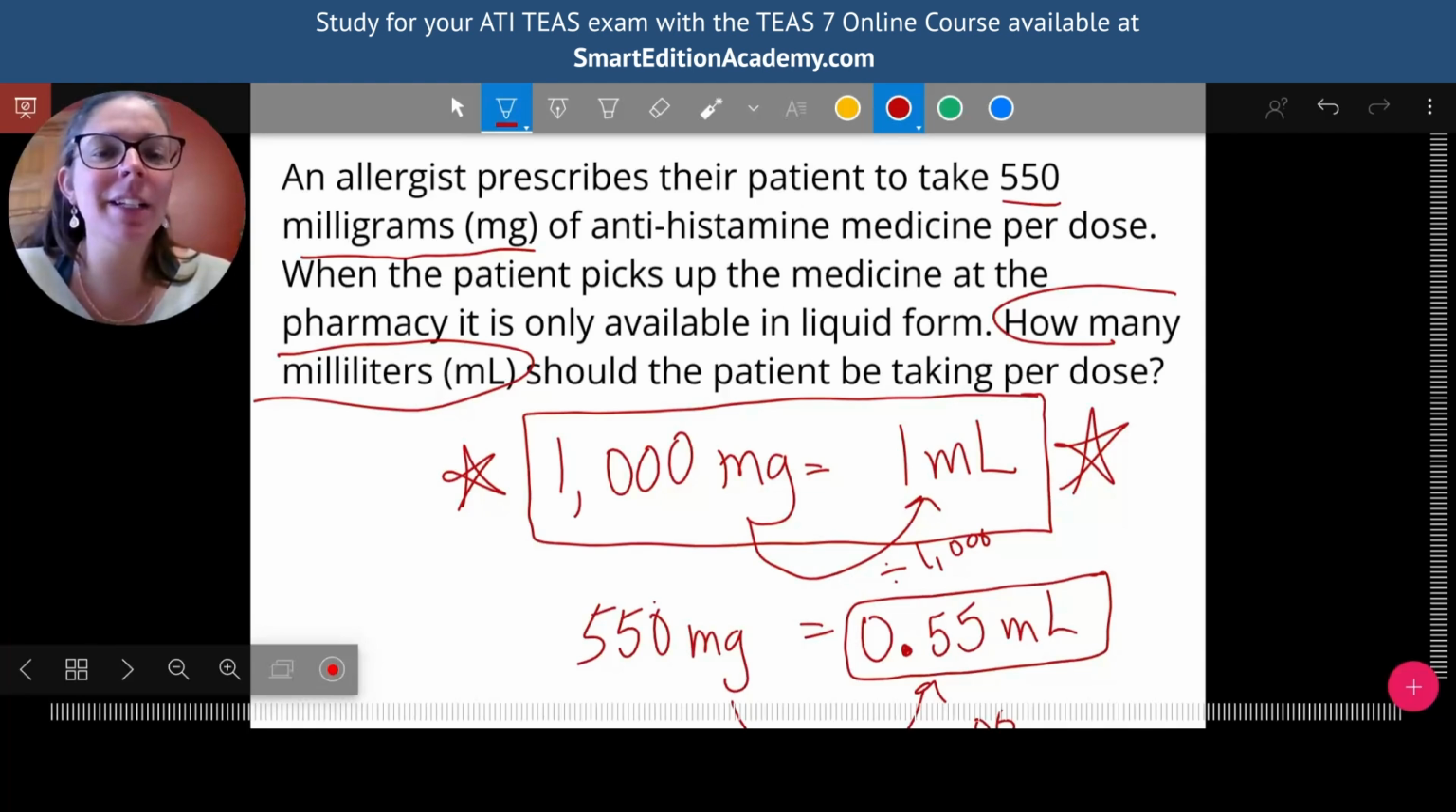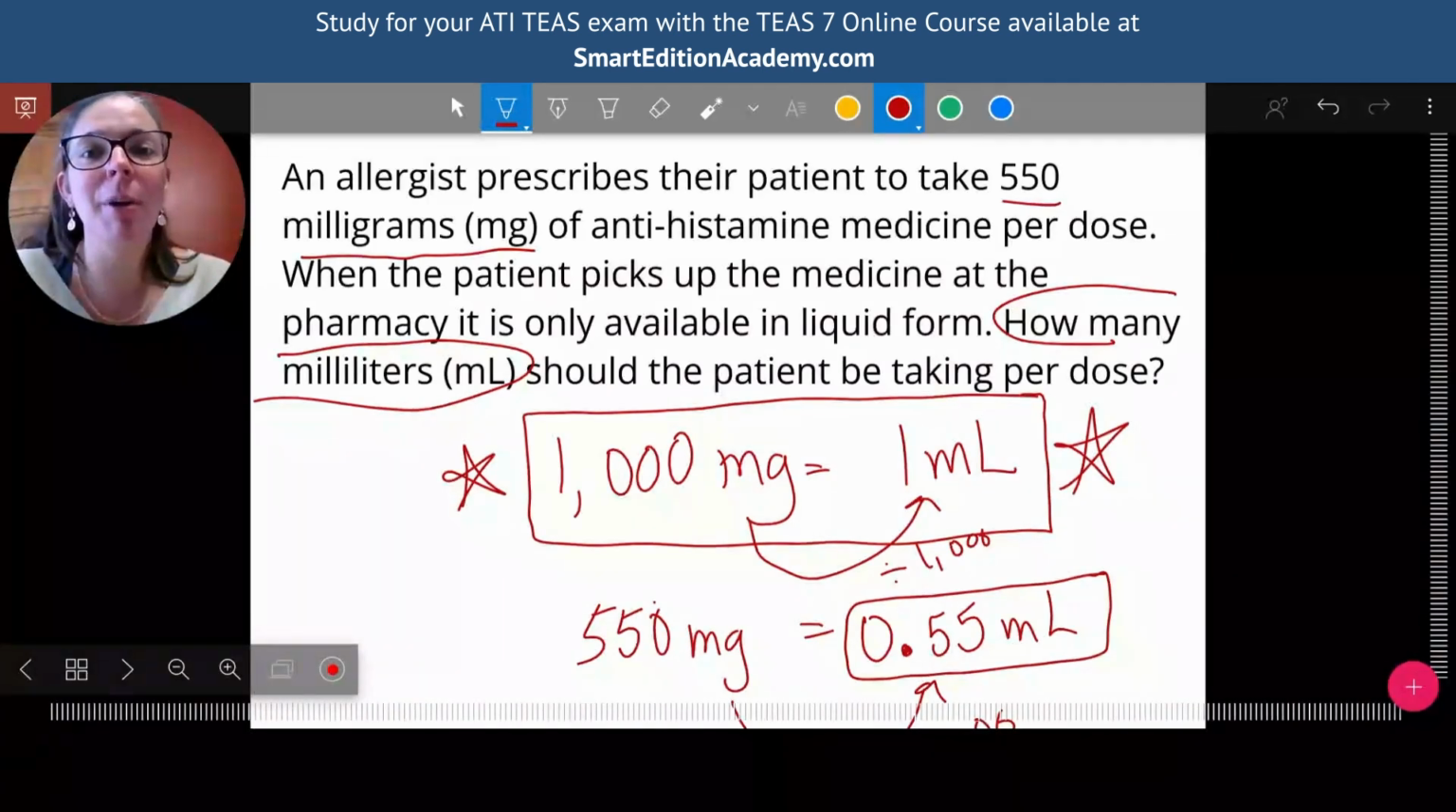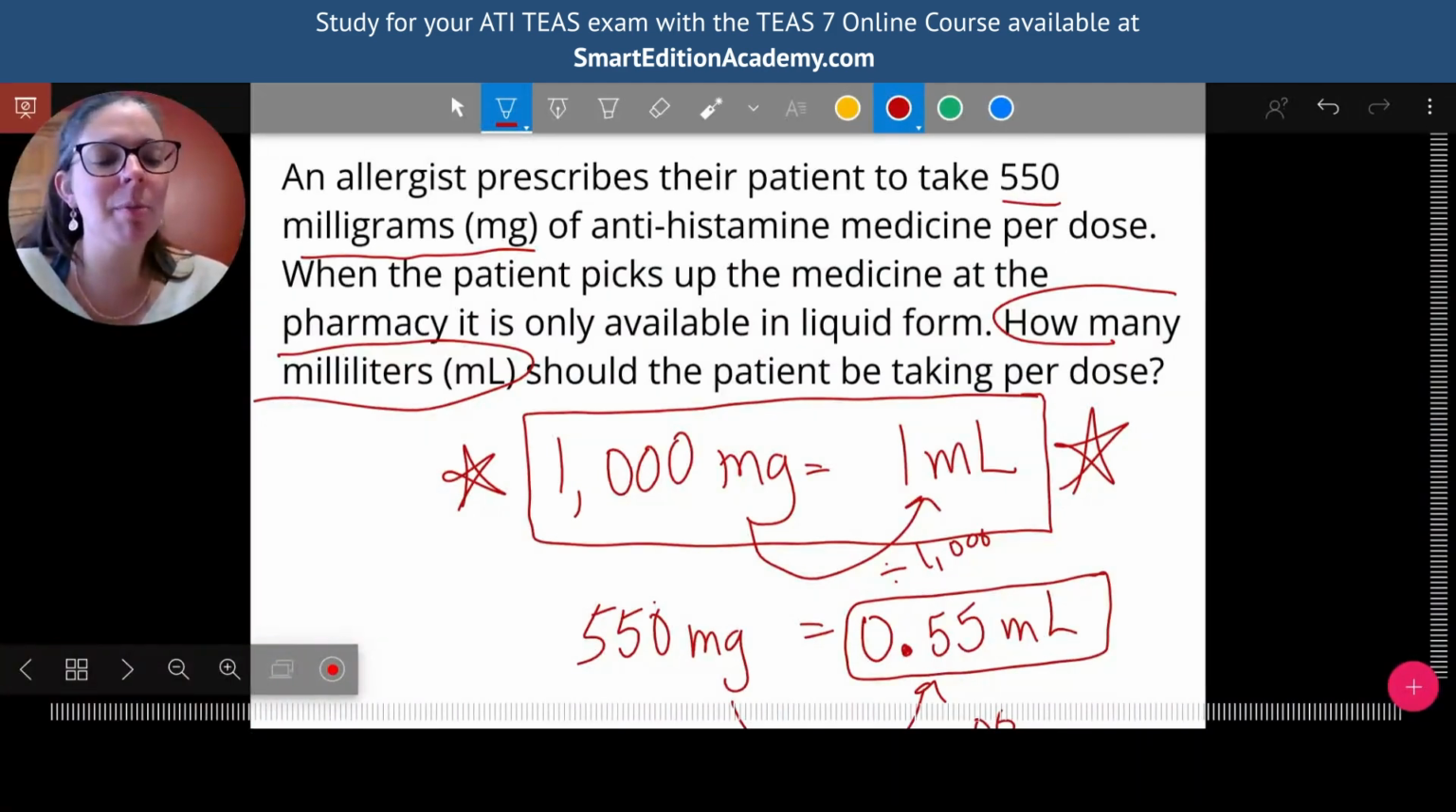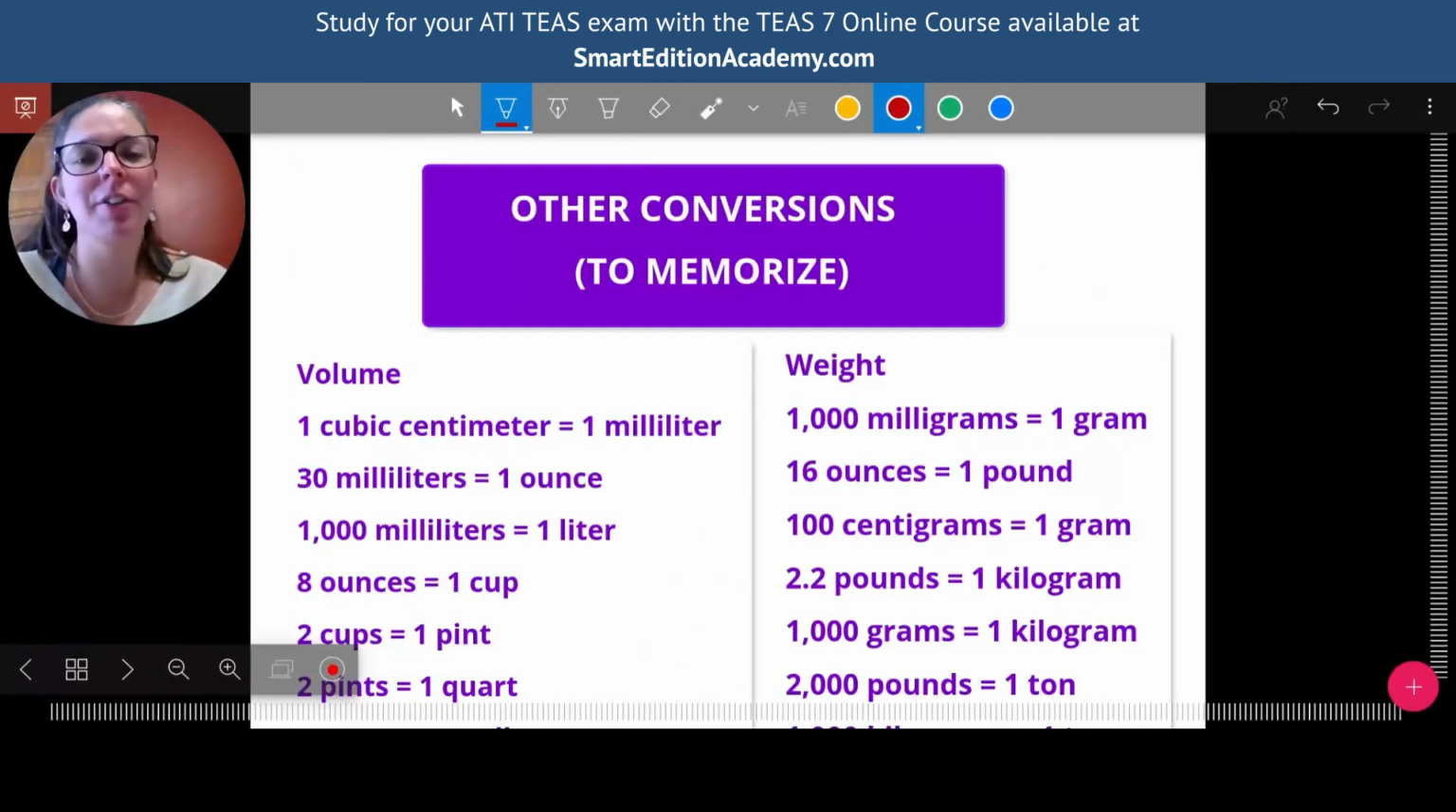Okay, so we spent a lot of time so far talking about metric units and metric conversion strategies we can use for that, as well as looking at a bunch of word problems. So we also need to talk about other conversions that are not just the metric system that we do need to memorize. So here I have other conversions for you to memorize, a great slide for you to take a screenshot or take a picture of.